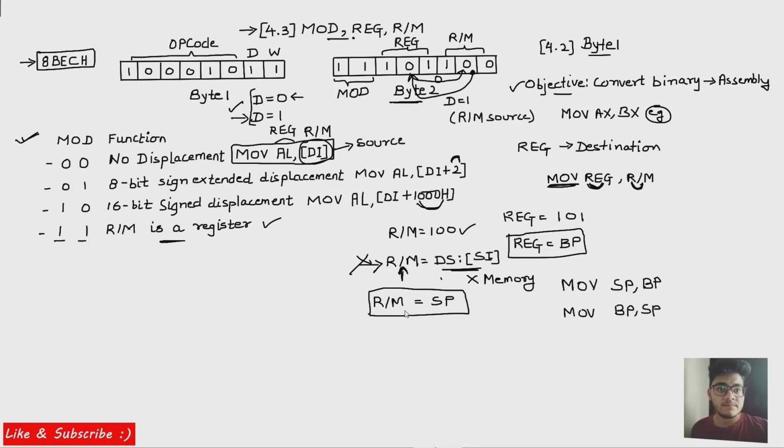And what is the value of R/M in our case? It is SP. So you can see SP here is the destination. So this cannot be the answer. The answer will be this one, right? So this is how we convert a given 16-bit instruction into assembly code.